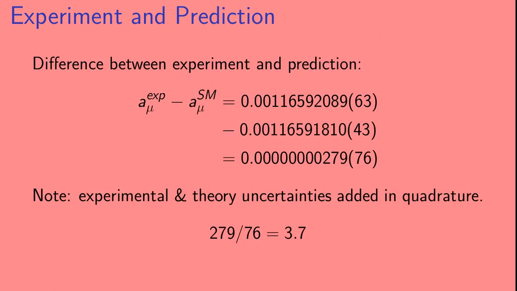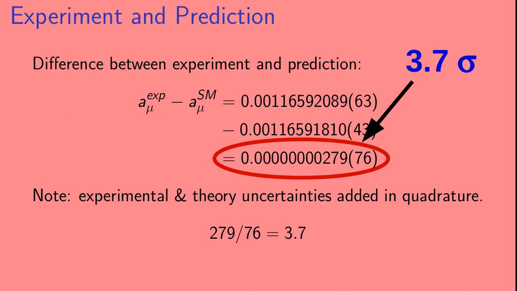Okay, so now let's look at the difference between the experimental result and the prediction from the standard model. So here we're going to subtract the prediction from the standard model from the experimentally measured result, and we get 279 × 10⁻¹¹ with an error bar of 76 × 10⁻¹¹. And if we take 279 and divide by 76, we get 3.7. And that tells us that the difference between the experimentally measured value and the value from the standard model is 3.7 sigma. And here sigma is the error bar on the difference between the experimental result and the standard model prediction.